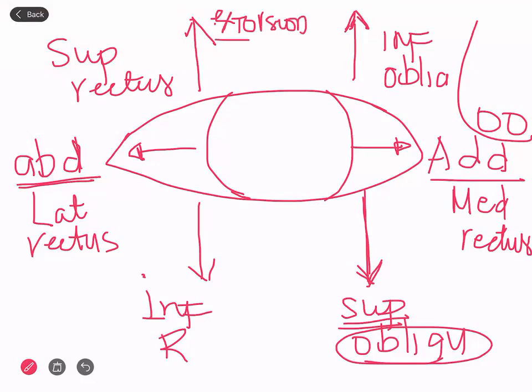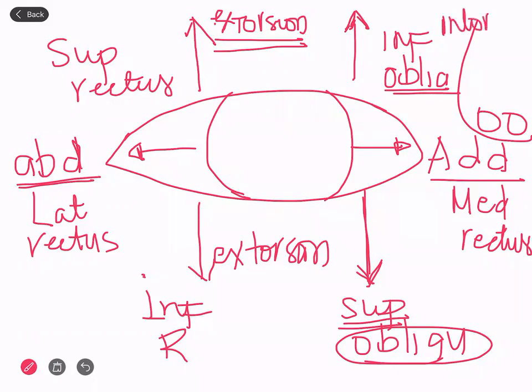Okay, extorsion. Here, it is also extorsion, or outward. While for the oblique muscles, they will cause intorsion, or inward. So always remember the different functions of your different muscles. And of course, you know the different cranial nerves.